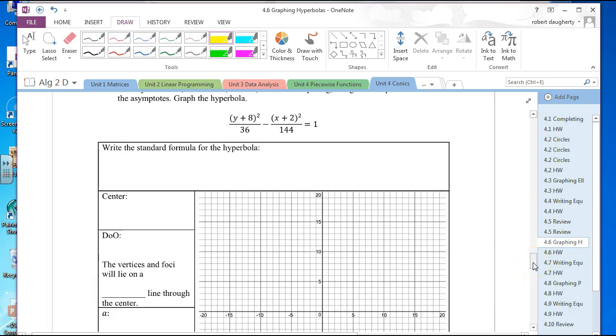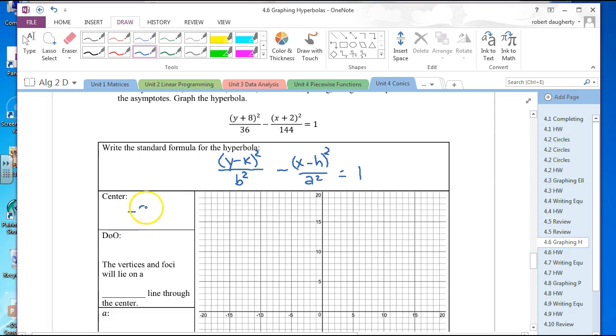So let's look at this. Is this horizontal or vertical? Vertical. How do I know it's vertical? Yeah, so the y is the positive value. So I know that the standard form is going to be y minus k squared over B squared minus x minus h squared over a squared equals 1. What is the center of this particular one?